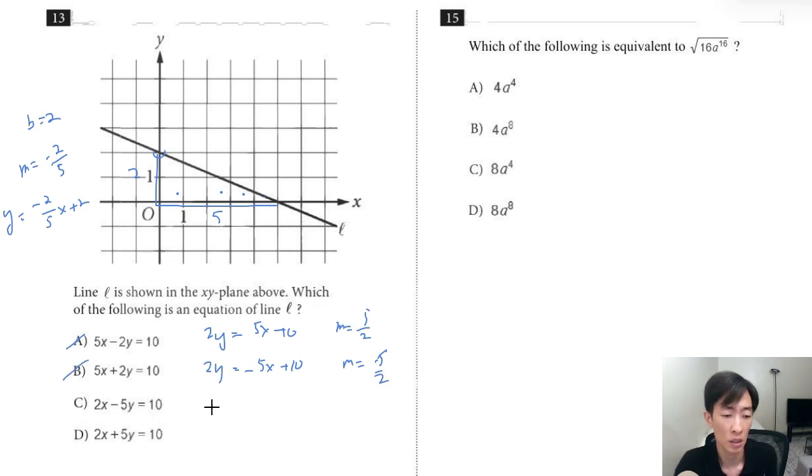Same thing here. I know 5y is going to equal 2x minus 10. Slope is going to be positive, so C is out. And so that leaves D as the only choice. 5y equals negative 2x plus 10. And when we divide both sides by 5, yeah, we're going to get negative 2/5 for the slope, and then we're going to get positive 2 for the y-intercept. So D will be the answer.